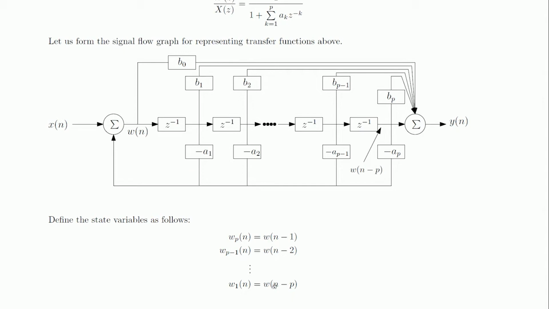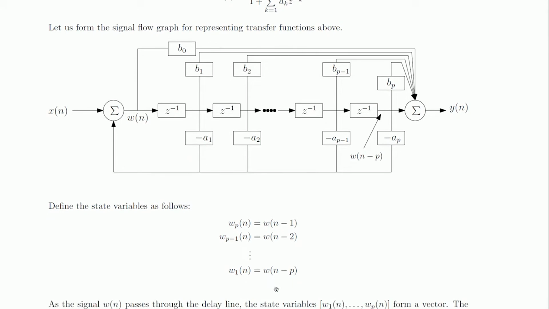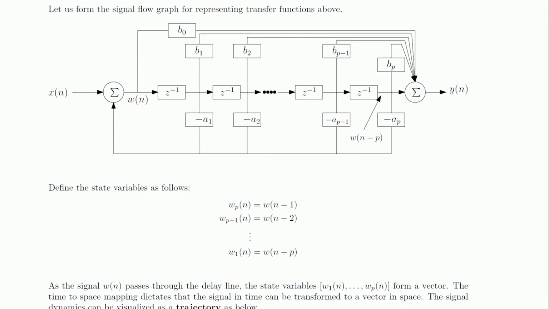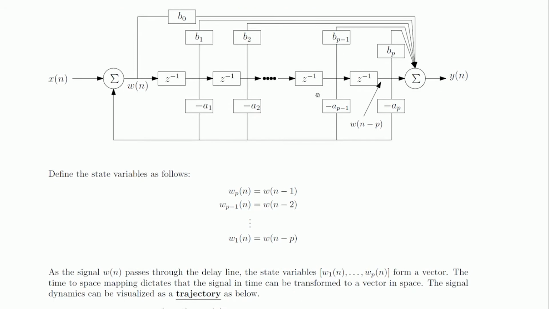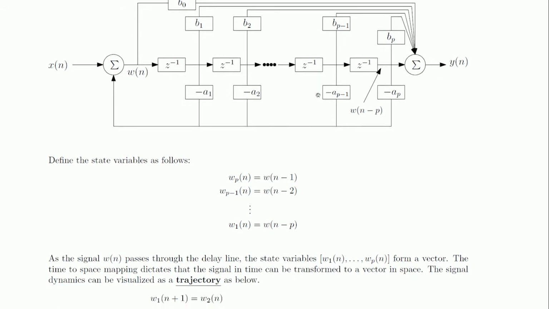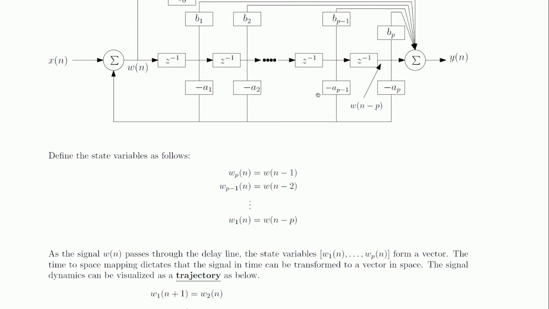This is a very important step. What we have done here is very simple. As the signal w of n is passing through the delay line, we are tapping the outputs of the delay line and formulating them as state variables. So, these are basically the hidden states of the system. Now, as the signal w of n passes through the delay line, the state variables w 1 of n so on till w p of n form a vector. It is very important, they form a vector.